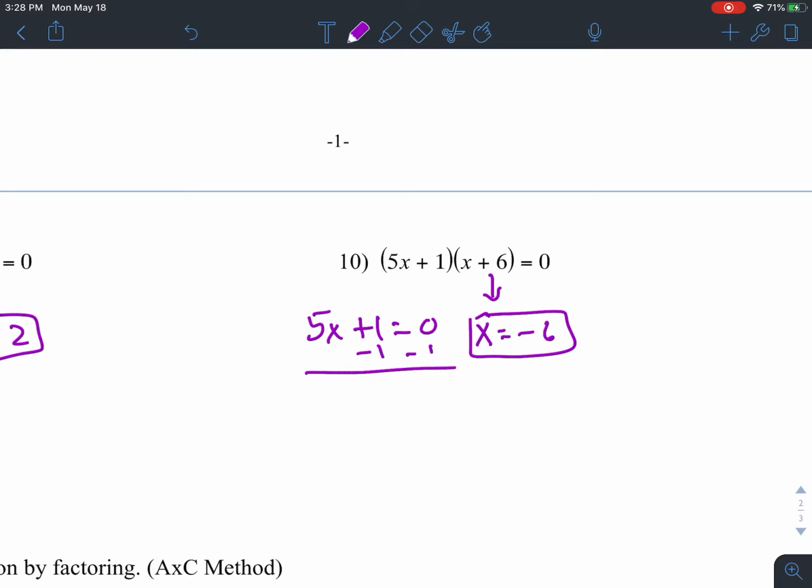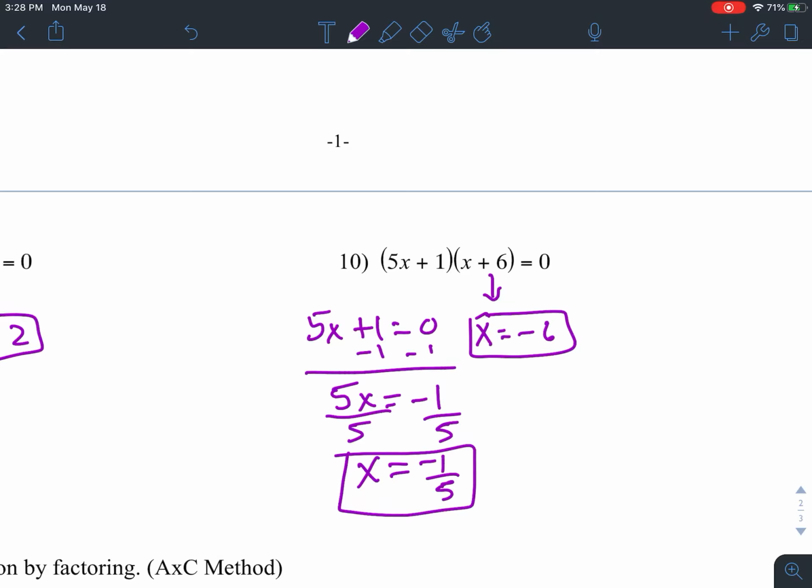Subtract 1 from both sides. 5x equals negative 1. Divide by 5. X equals negative 1/5. The other thing I will point out for this section, you'll notice that this one, your answer is a fraction.